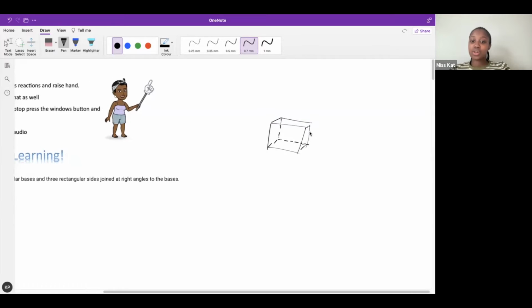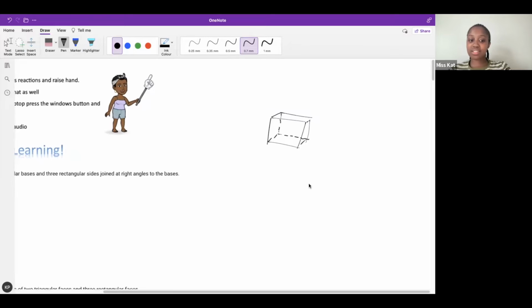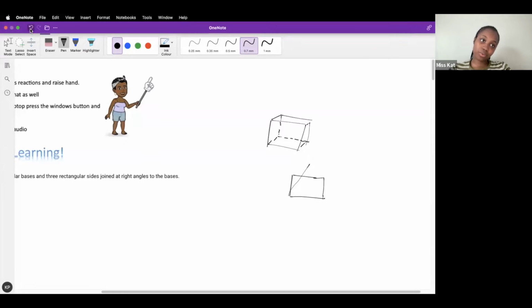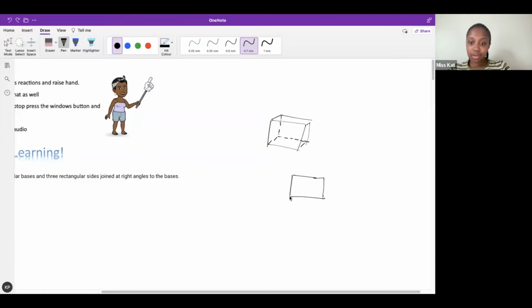Oh, Abu is onto something. Why does it have 5 faces, Abu? And then a rectangular pyramid will look something like this. There we go. But this time it goes up to a point. That was terrible. It goes up to a point like so, and so, and so.